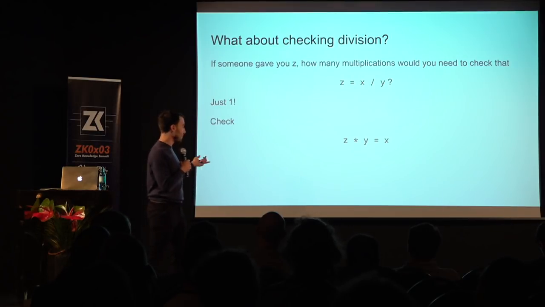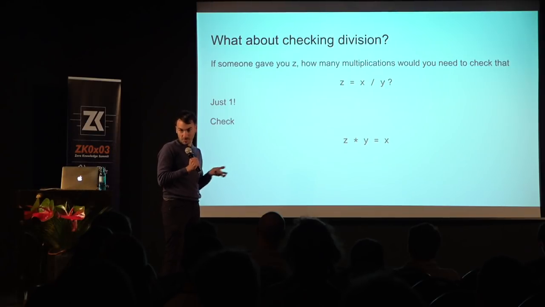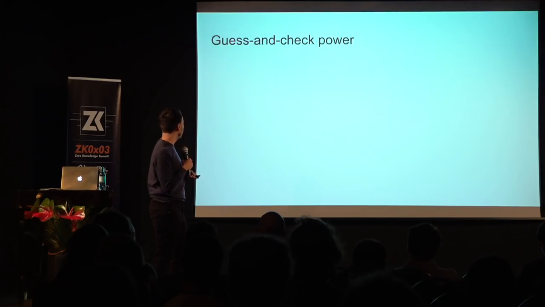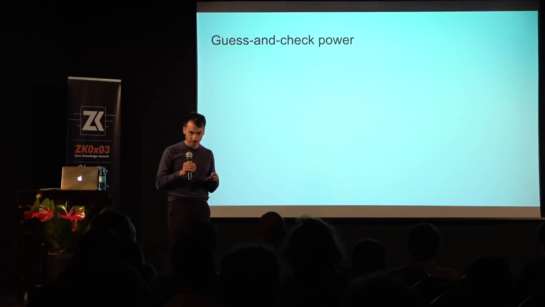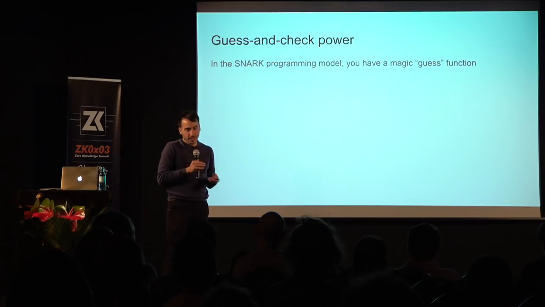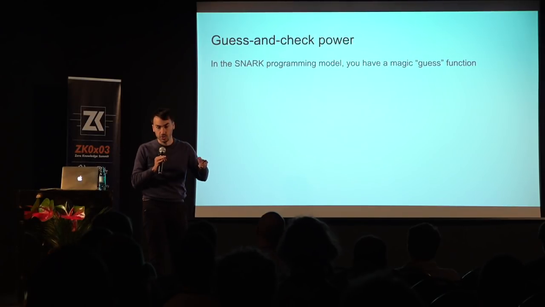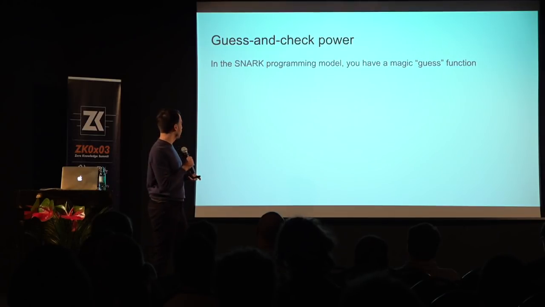You just check that z times y equals x, right? That's it. It pins down z exactly. So that's great because in SNARKs you have this guess and check power, which is another way of saying you can do non-deterministic choice. You have a magic guess function. It's magic.